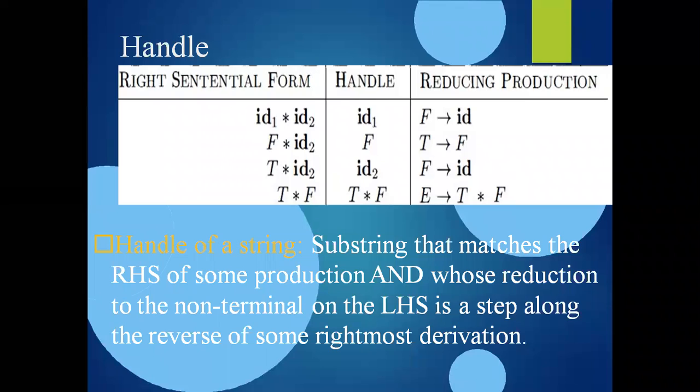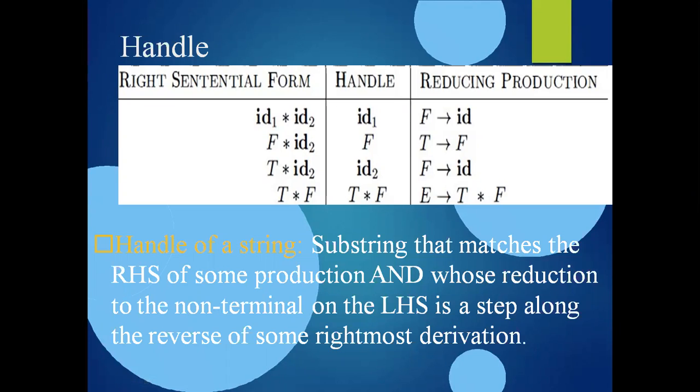Before explaining this example, I will give the definition of handle pruning. Here the handle is a substring. See, ID1 is a string. ID1 * ID2 is a string. When I take only ID1, it comes under a substring in the given string. ID1 is a substring and ID2 is a substring. When I individually take each terminal, those come under substrings. If I call it directly ID1 * ID2, it is a string, right? I think you all understand what a string and a substring are.